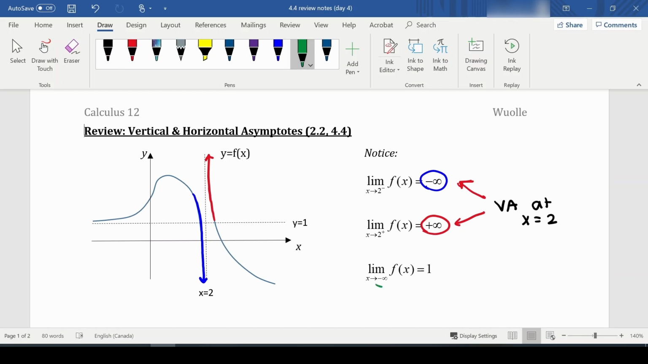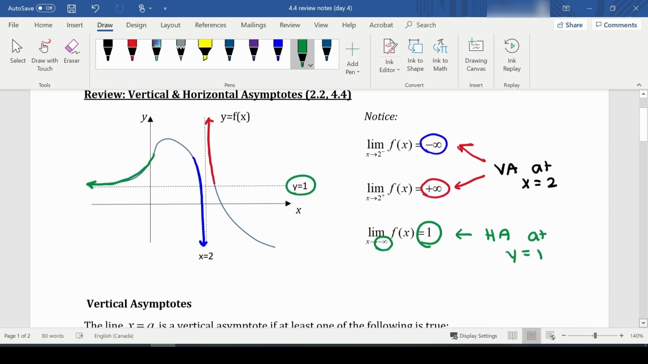If x is approaching positive or negative infinity and you converge on an actual number, this is where we have a horizontal asymptote. So for example, in this case, we can see that as x approaches negative infinity, as x heads to the left forever, it is converging on a single y value of y equals 1. That means we will have a horizontal asymptote at y equals 1.